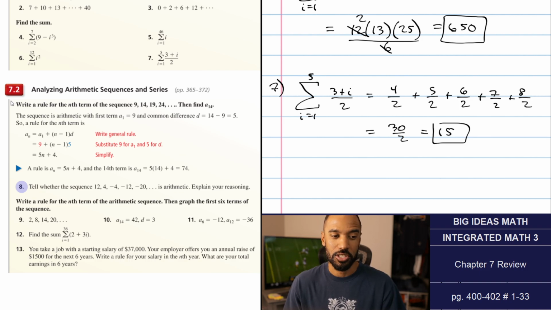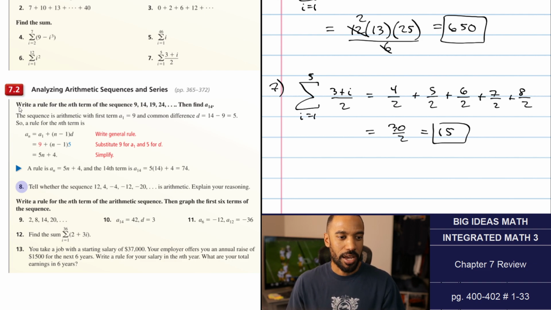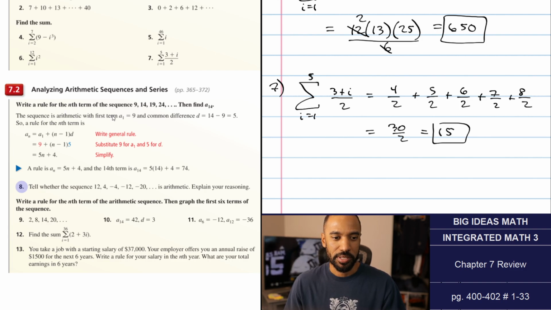This was stuff that, like I said, might have been done in IM1 a little bit until you hit series. But this example question is something you would have done in IM1. Write a rule for the nth term of the sequence, 9, 14, 19, 24, then find a sub 14. So it is an arithmetic sequence, not only because we're in the section, but because it has a common difference of 5. They're showing that by subtracting one term by the one before it. I think most people could tell that we're adding 5. The first term is 9.